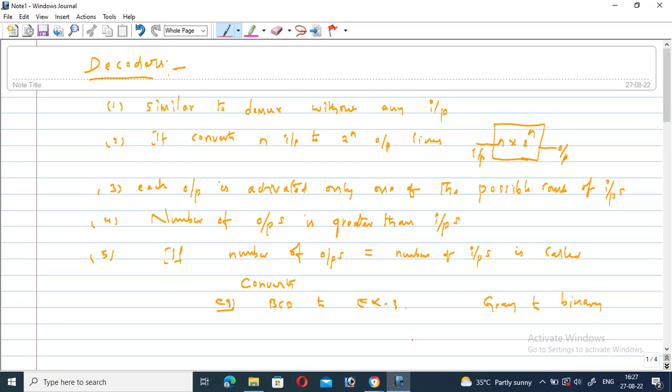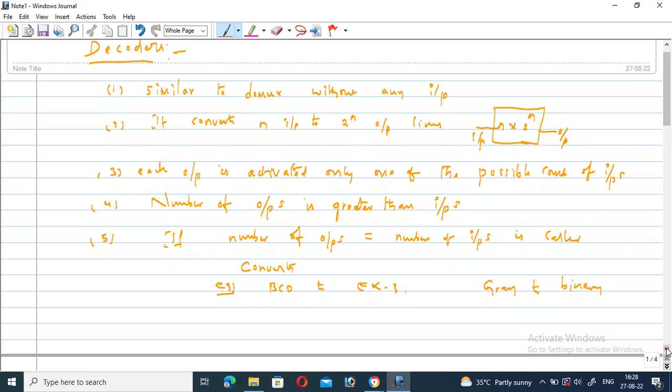The number of outputs is greater than the number of inputs. Okay, that is also a very important point. In case the number of outputs is equal to the number of inputs, then it is nothing but converters like BCD to XS3. In BCD we take 4 bits, and XS3 also consists of the same number of bits. That's why it is a code converter. So it comes under that category.